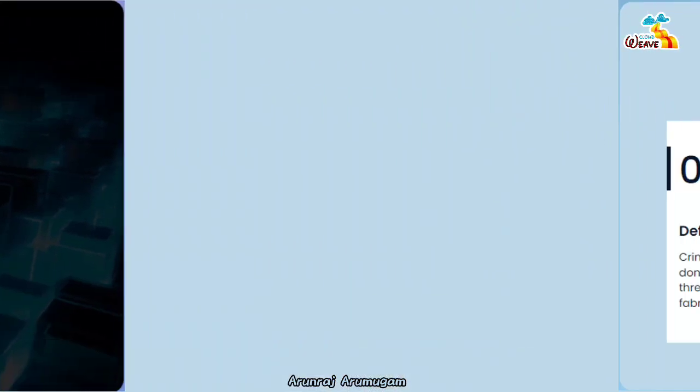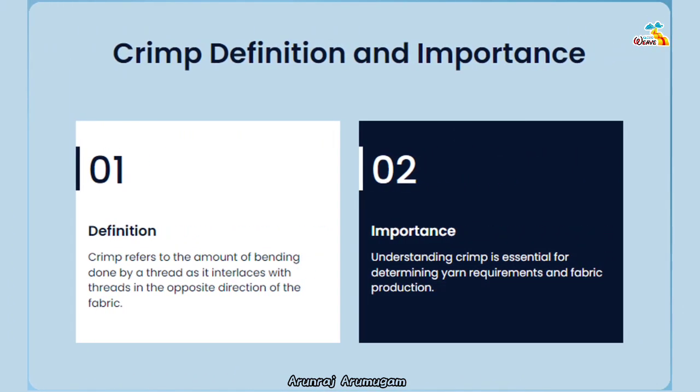Crimp refers to the amount of bending that a thread undergoes as it interlaces with threads lying in the opposite direction of the fabric. It's crucial to understand crimp because it affects both the amount of yarn needed and the characteristics of the final fabric.